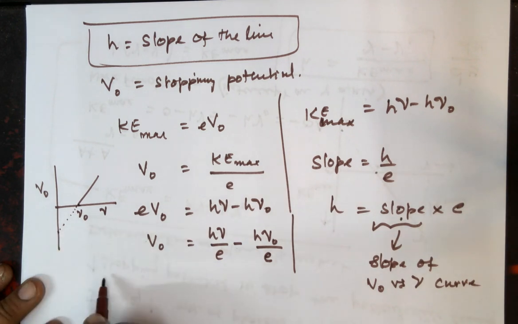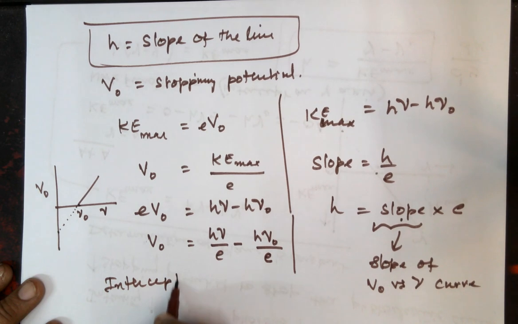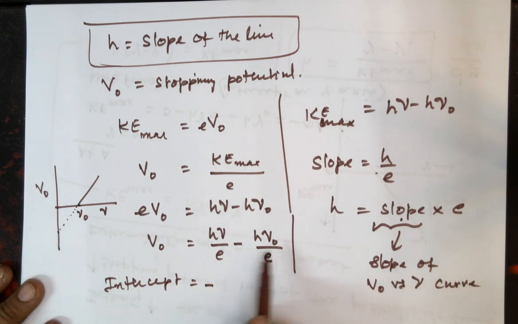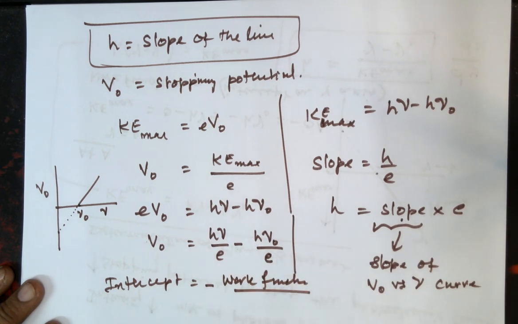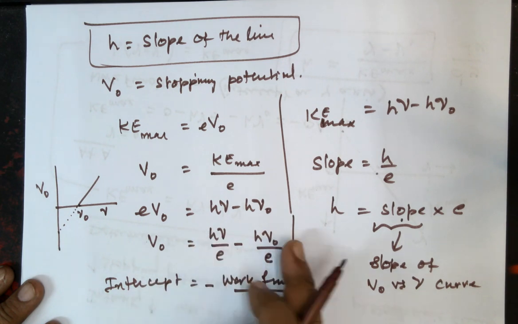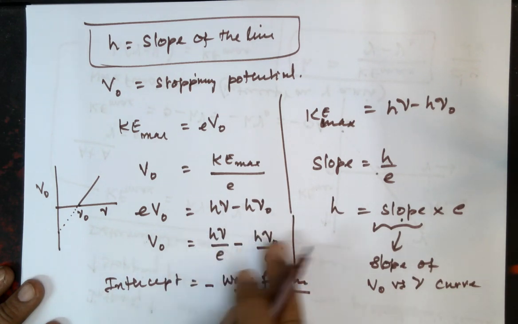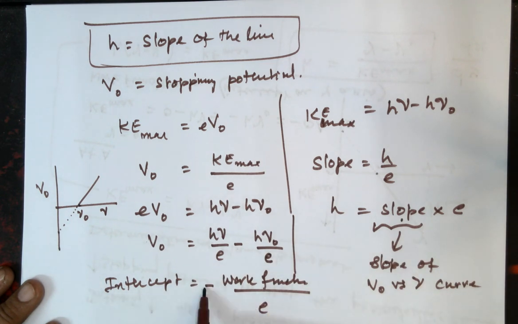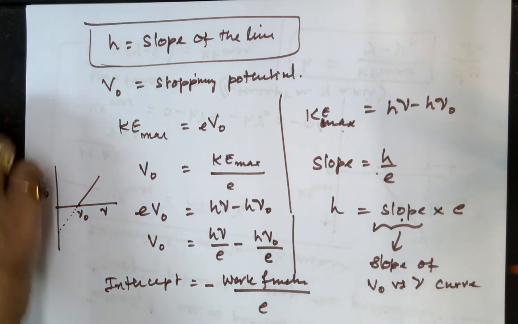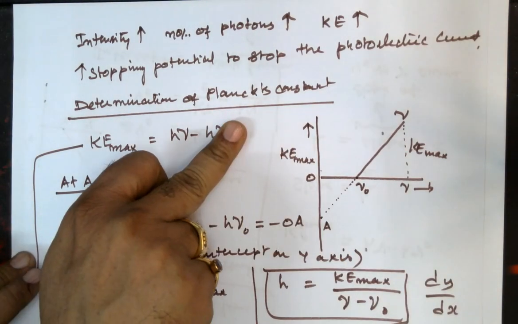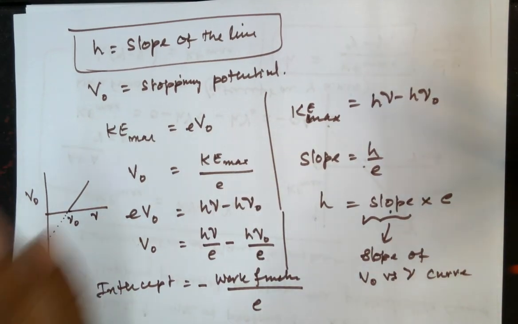Therefore, now this intercept is equal to the work function divided by e, because W is equal to h nu naught, is it not? This leads to a negative one. So the intercept is equal to minus the work function divided by e. So this is another important relation. So we have interpreted this graph in terms of the kinetic energy of the kicked out electron as well as the stopping potential required to stop the photoelectric effect, right?